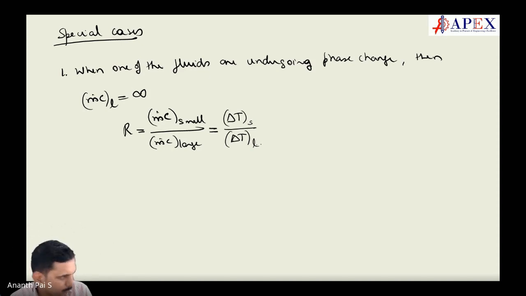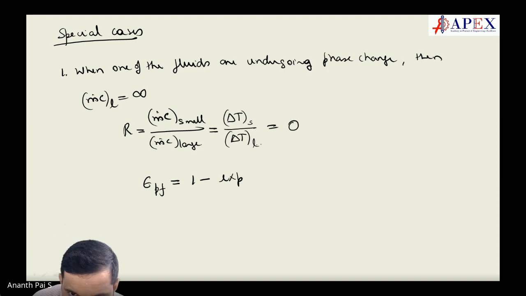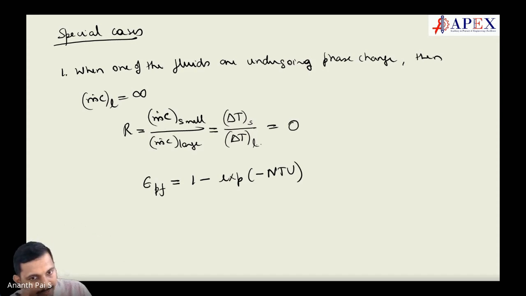So if this is the cold fluid, then this is the hot fluid. It's correct. Just think about it. This will go to 0, and epsilon for parallel flow becomes equal to 1 minus exponent of minus NTU. Just see that if R is equal to 0, then 1 plus R becomes 1.